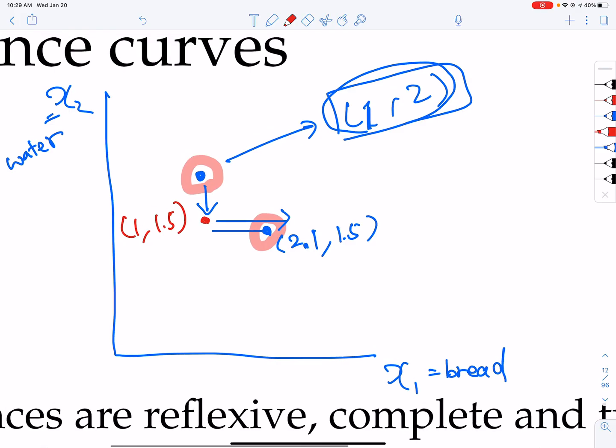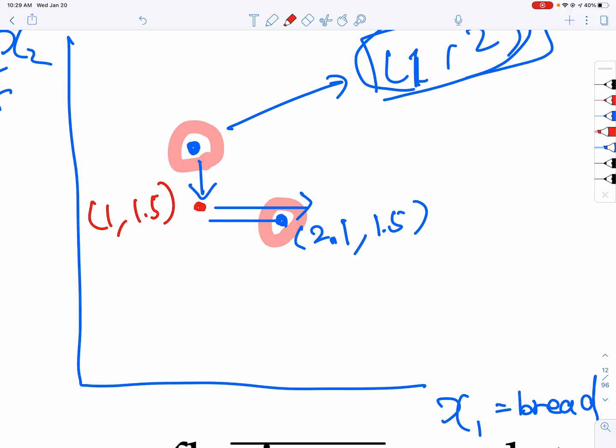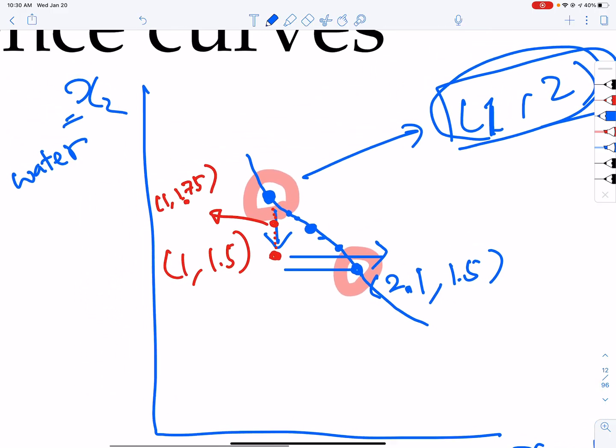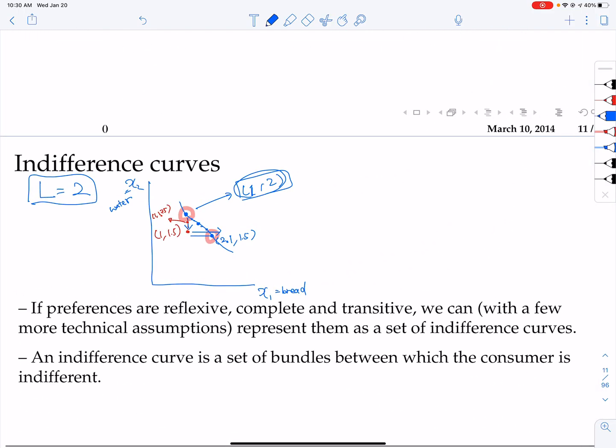So I can do this exercise for all the points I can imagine. Suppose I do the same exercise here, say (1, 1.75). Then let's say you get this point here. I can do all the intermediate values here, and then I get all these points, right? So eventually I should be able to draw a line connecting all the bundles that you are indifferent among, right? You should be able to do that. So this is called an indifference curve.